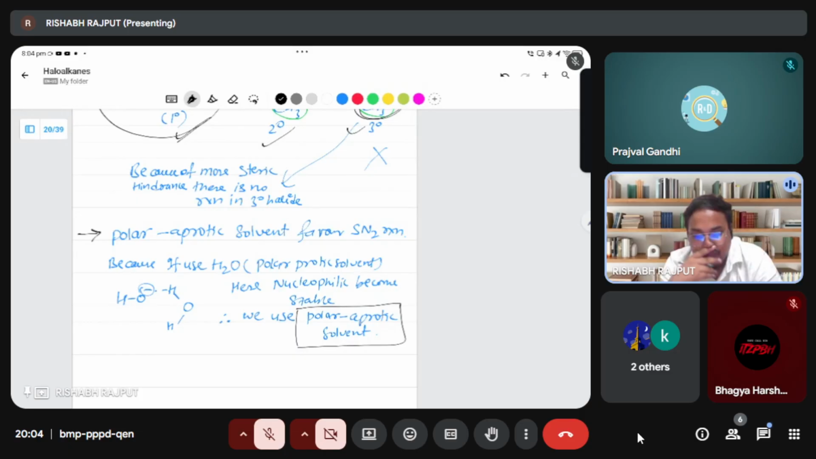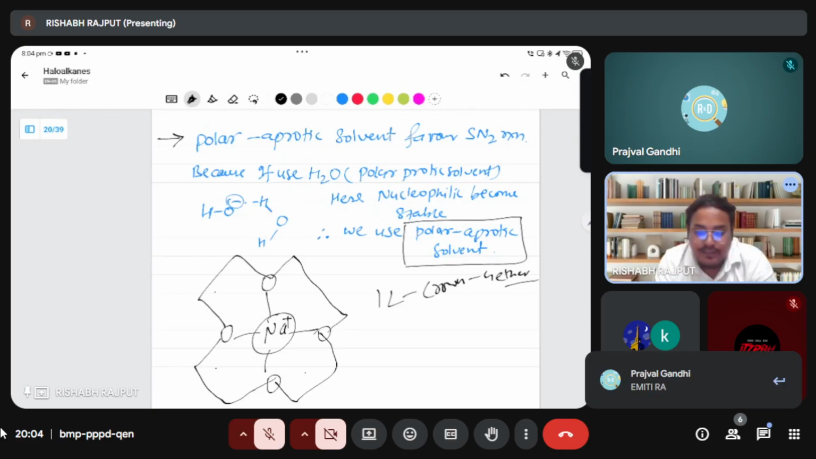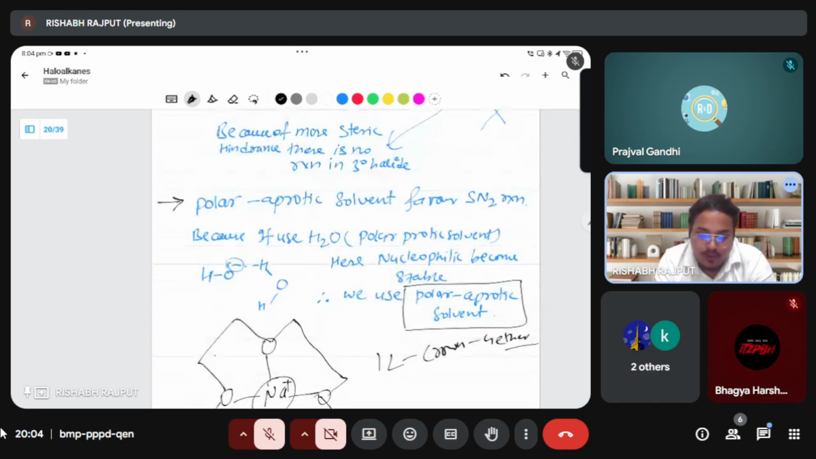One second, I will tell you one thing. I discussed that day, you remember? It has 4 O in the center, you have sodium, so it will trap this. In polar aprotic solvent I discussed with you guys: 2, 4, 6, 8, 10, 12, 12-crown-4 ether. Because of that, they will trap the sodium. That is why we prefer aprotic solvent here. Because of the positive ion they will trap, OH negative will attack the easy way.